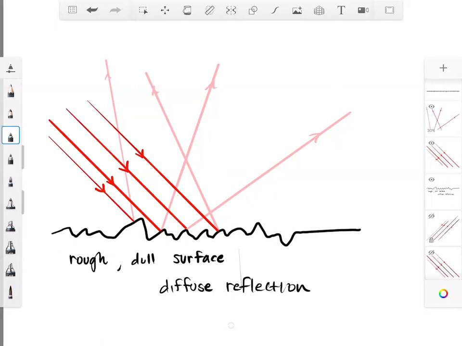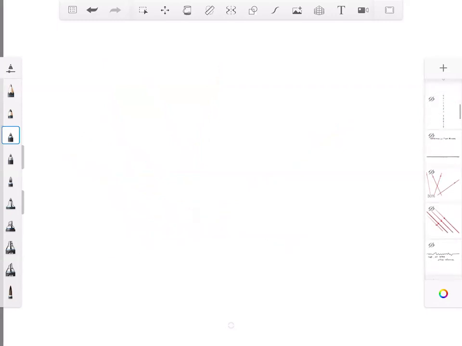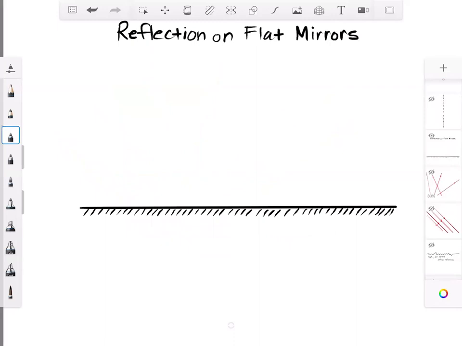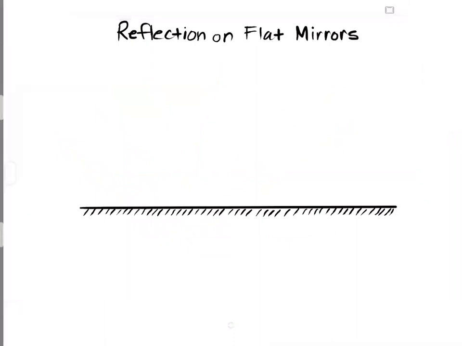So I want to talk in more detail about what happens when you have very, very good specular reflection. I want to try something new with you guys, which is an actual real life demonstration. So we're going to look at the reflection of flat mirrors.